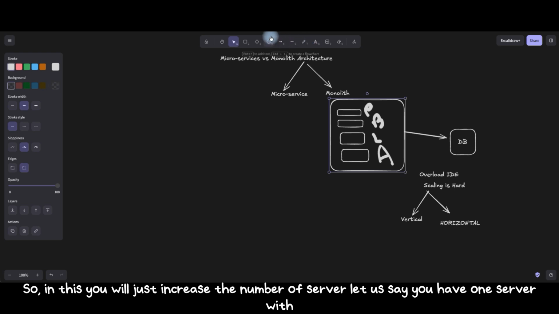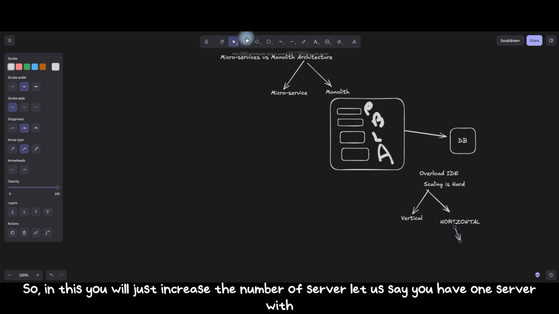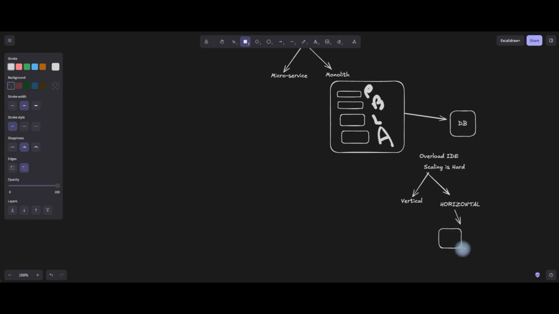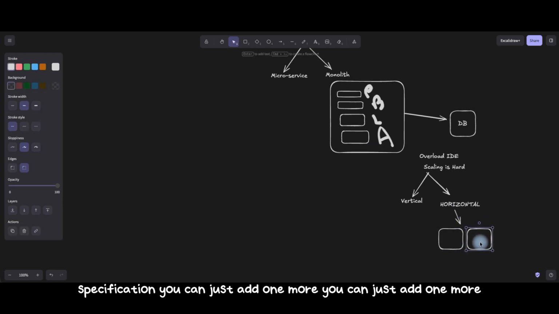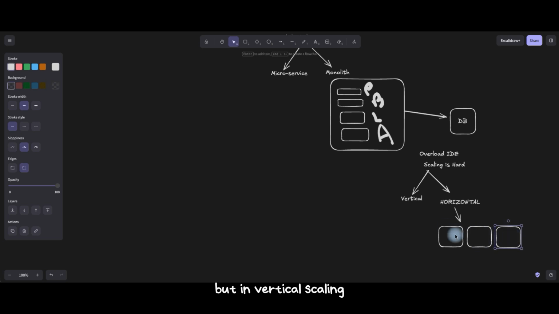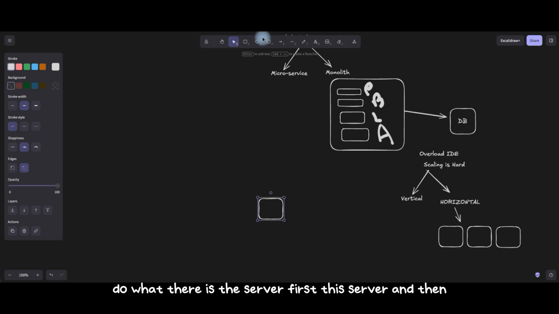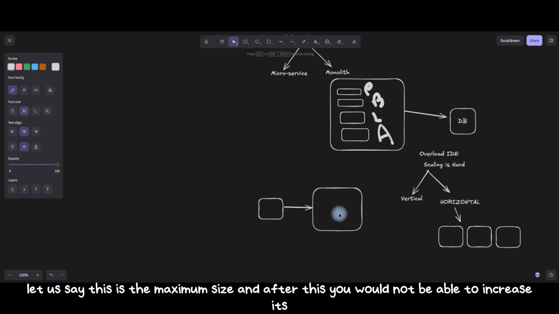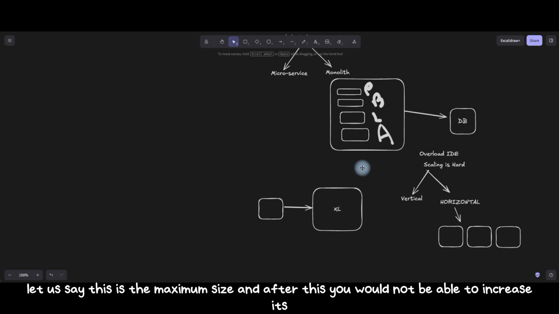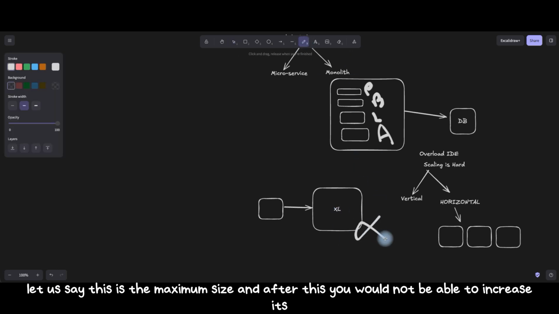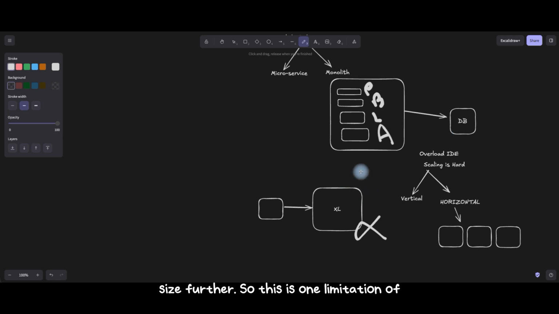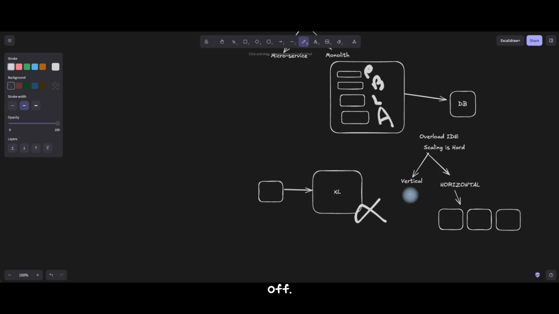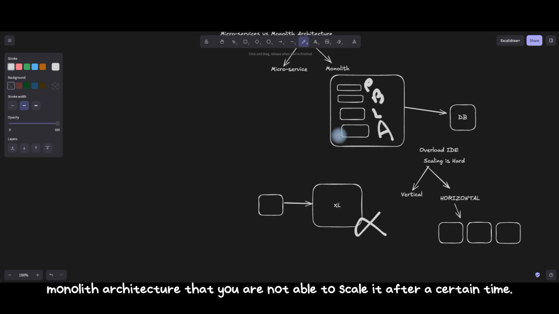Okay, so in this you will just increase the number of servers. Let's say you have one server with certain specification, you can just add one more. But in vertical scaling, there is this server, and then you can increase the size of the server to this one. Let's say this is the maximum size, and after this you won't be able to increase its size further. So this is one limitation of monolith architecture, that you are not able to scale it after a certain time.